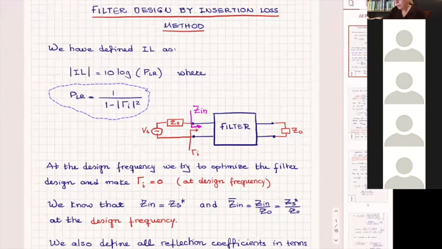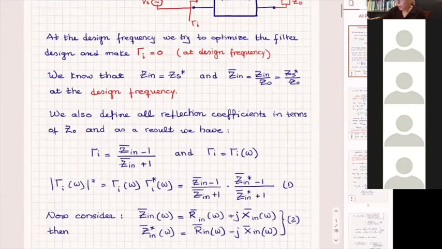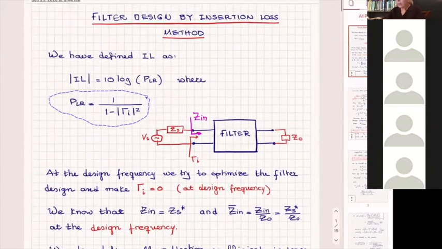What we do is practically a ratio between the power from the source divided by the power that eventually gets into the filter. Let me talk a little bit about that to make sure that you understand what that really means. So I will write it here.